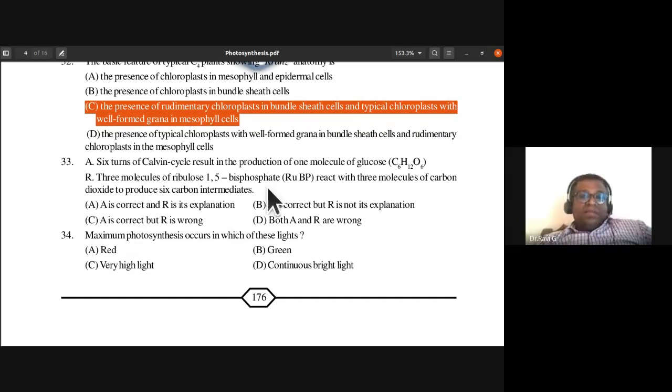So for the 33rd one, the answer is A is correct, but R is wrong. So 6 turns of Calvin cycle is a correct statement, but the reasoning is wrong. Three molecules of ribulose 1,5-bisphosphate react with three molecules of carbon dioxide to produce six carbon intermediates. This is a wrong statement. So A is correct, but R is wrong. So C is the answer for the third one.